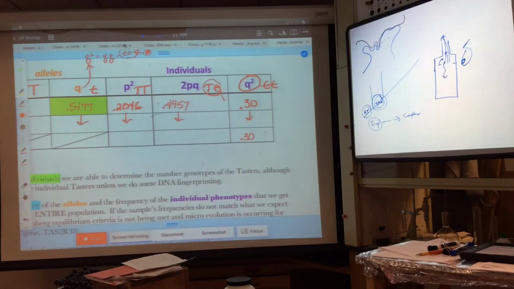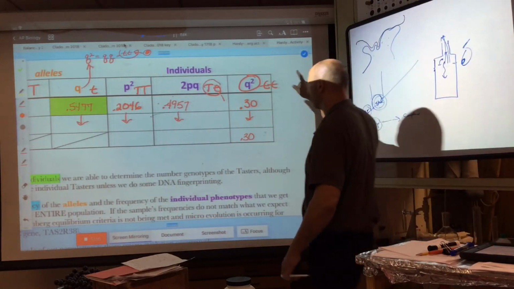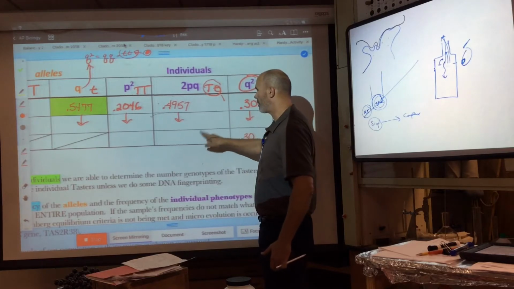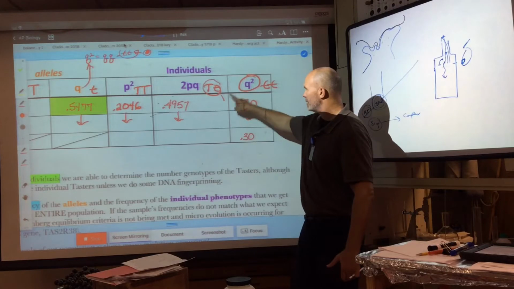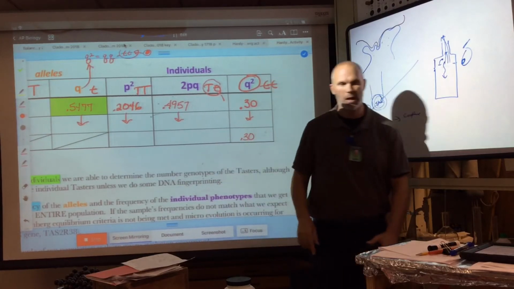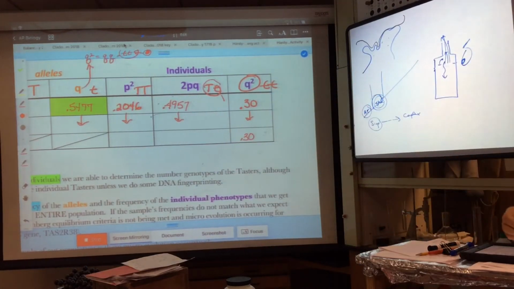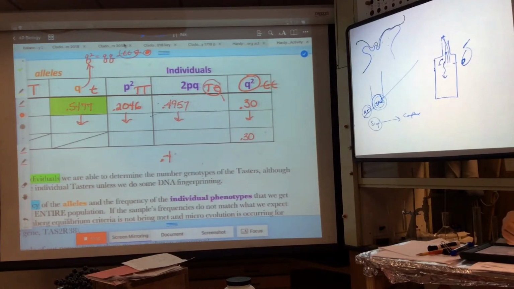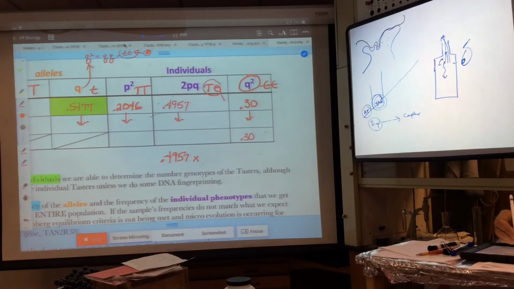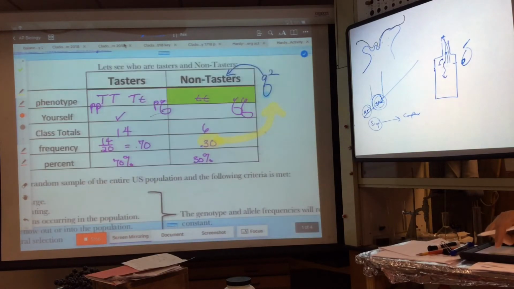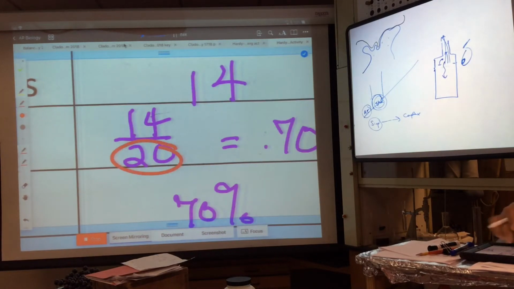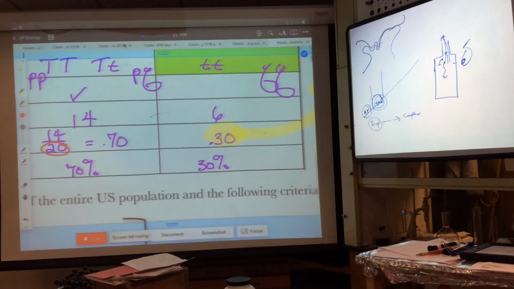30% of the class were non-tasters. They were the homozygous recessive allele. But how many people in the class, based on Hardy-Weinberg and based upon no evolution, do we have? Well, take your 0.4957 frequency, times it by the 20 students we had in the class. Right? Because if you look back on our original work, we had 20 students. It was out of 20 that we did our work from.